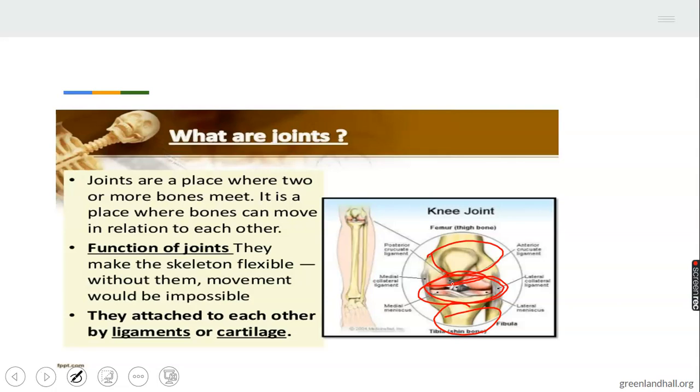The skeleton is hard, but because there is a joint in the middle, you can move some parts of your body. So they make the skeleton flexible. Without them, movement will be impossible. Then they are attached to each other by ligaments or cartilage.